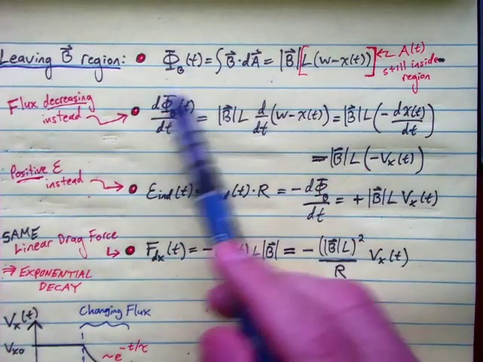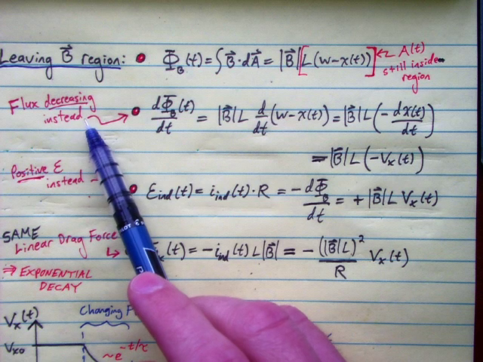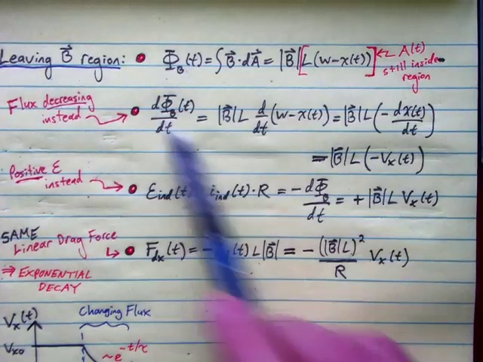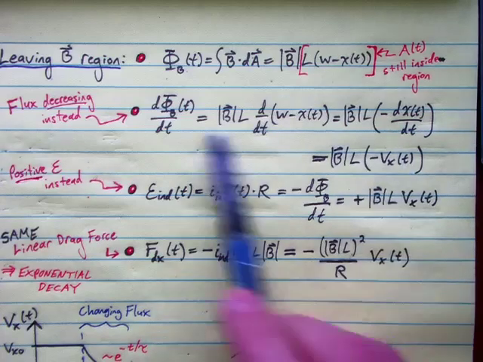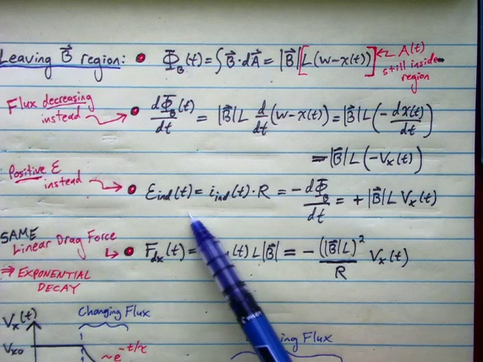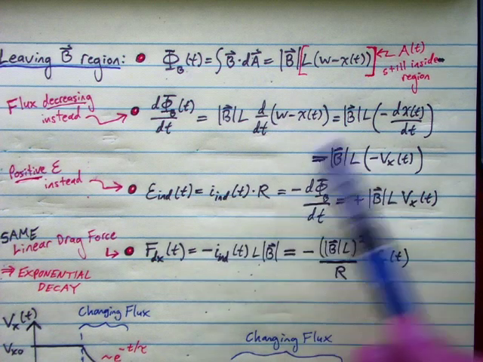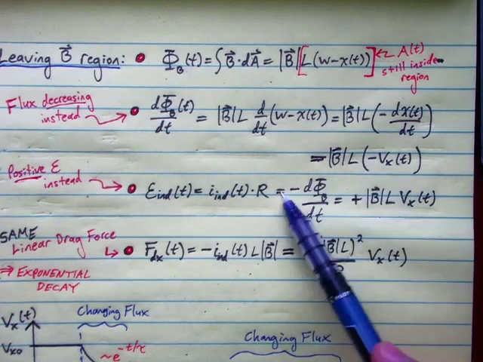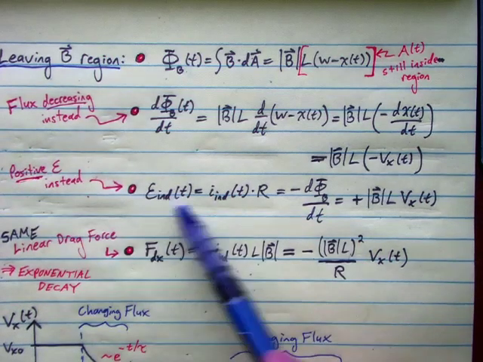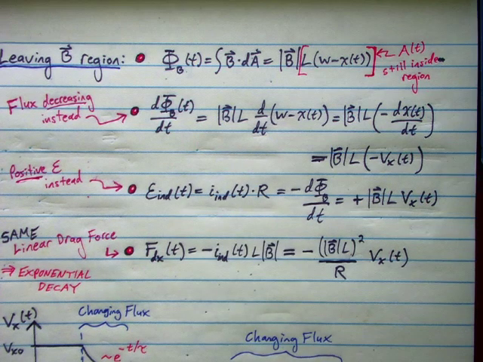This flux is now decreasing, in contrast to the flux when the loop was entering the region. In that case, the flux was increasing. Now it's decreasing, as indicated by this minus sign right here. So for a positive V, our rate of change of flux is negative. Flux is decreasing. Apply Faraday's law, and our EMF equals IR equals minus d phi dt. So that minus sign and that minus sign cancel to get plus BL Vx. We get a positive EMF and a positive current instead, suggesting that this current is going to be running counterclockwise.